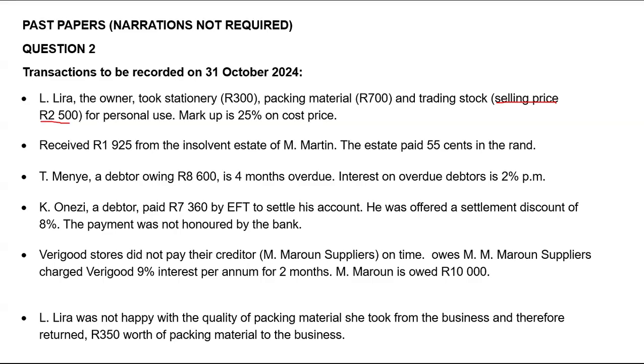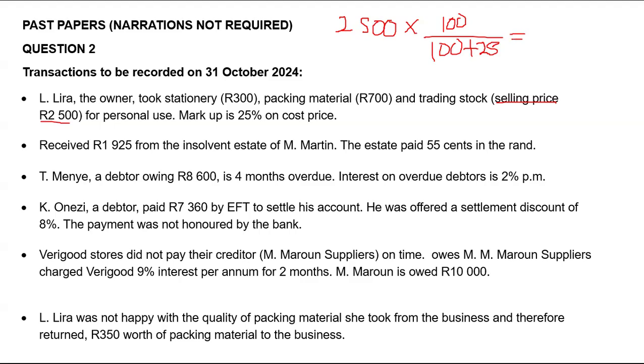To find the cost price, we have to take the selling price multiplied by 100 and divided by 100 plus markup. So we will take the 2,500 multiplied by 100 and divided by 100 plus markup. This is the formula when you're given the selling price and the markup and you need to find the cost price.